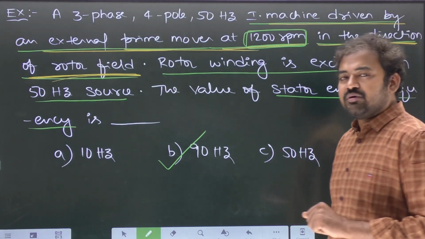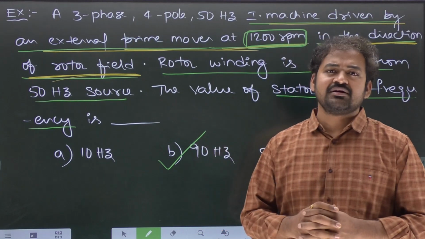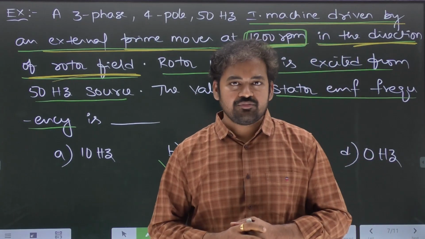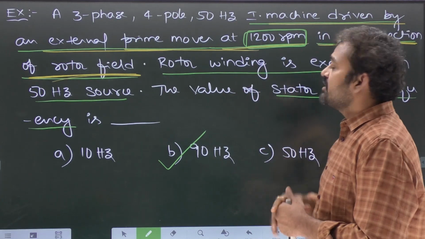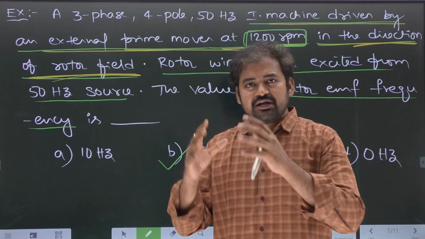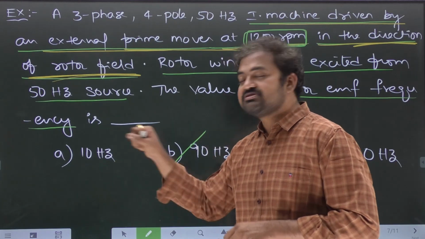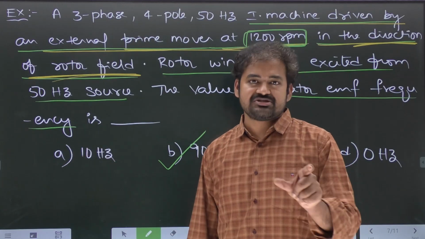But I'll tell you, most of the students will make a common mistake. They will directly consider s equal to (Ns minus Nr) by Ns. Ns is 1500 in the question, Nr is 1200. 1500 minus 1200 by 1500, you will get a different slip and you will get 10 Hz as the answer. That is also available in the options. So don't make any mistakes.